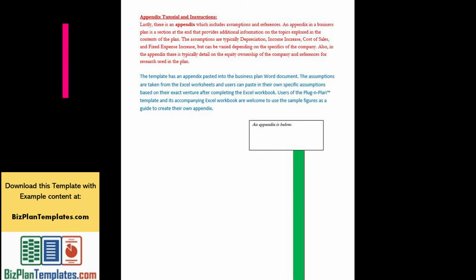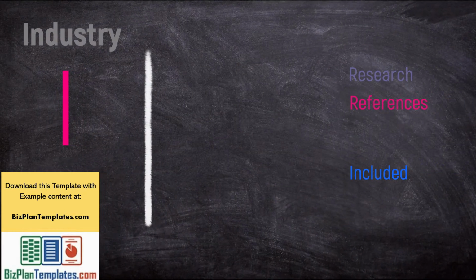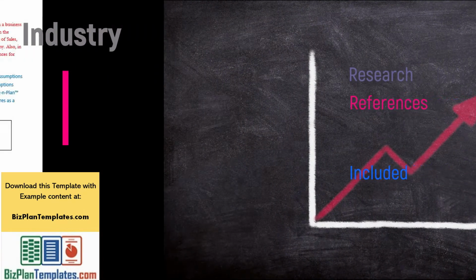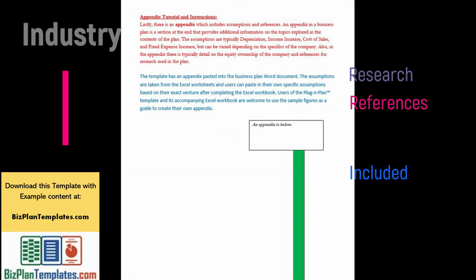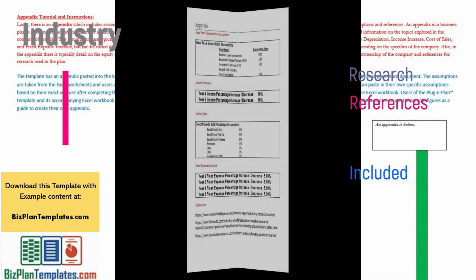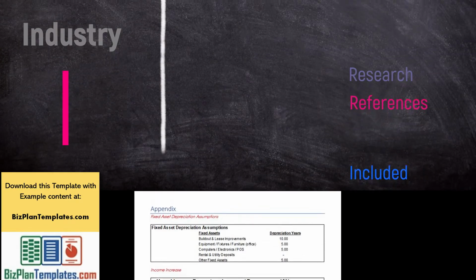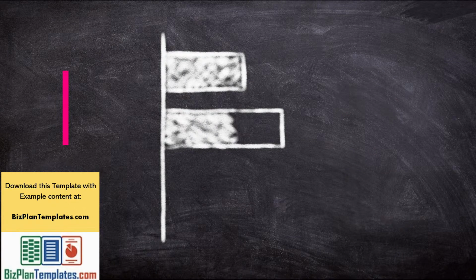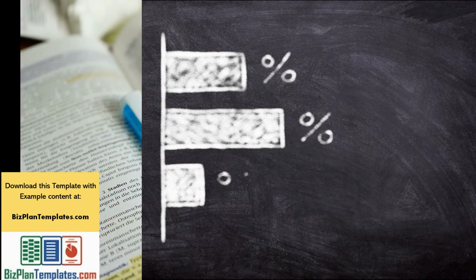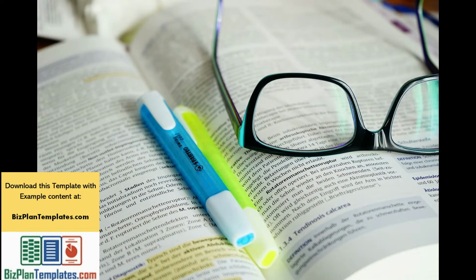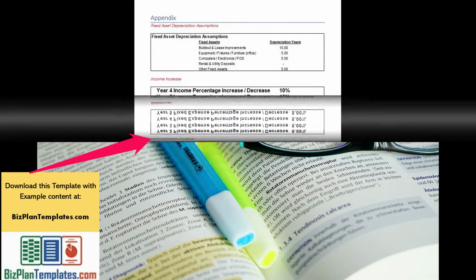The template has an appendix pasted into the business plan Word document. The assumptions are taken from the Excel worksheets, and users can paste in their own specific assumptions based on their exact venture after completing the Excel workbook. Users of the Plugin Plan template and its accompanying Excel workbook are welcome to use the sample figures as a guide to create their own appendix.